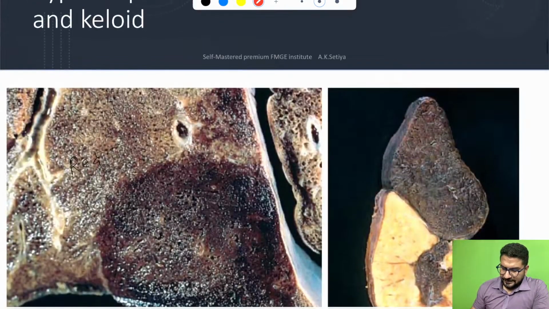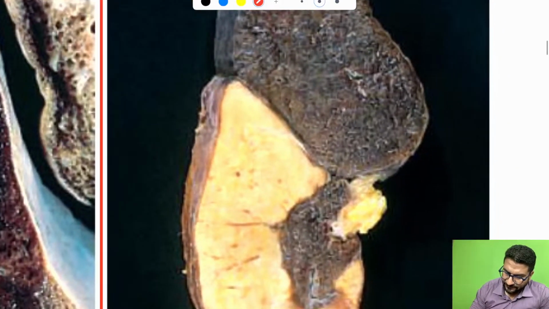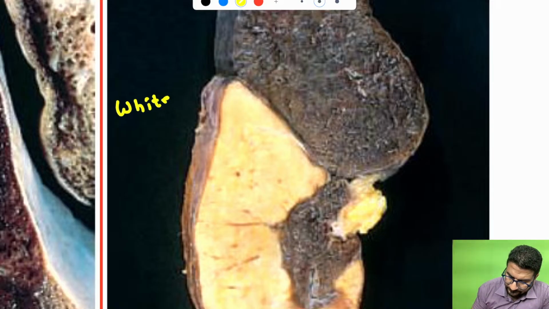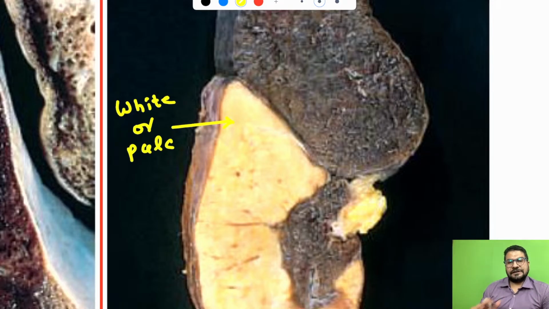Okay, now we have a question that they ask in the exam: where do we see red infarct and where do we see white infarct. Let us understand it once. So red infarct and white infarct. This is called white infarct, or we can call it pale infarct. Why do we say white and pale? Understand this thing.